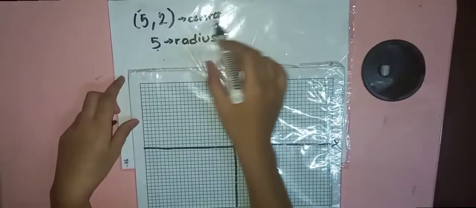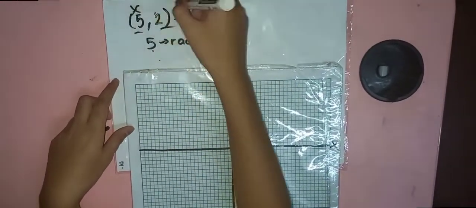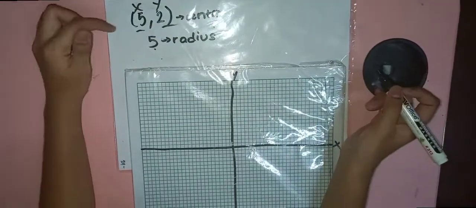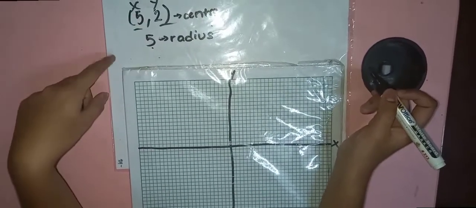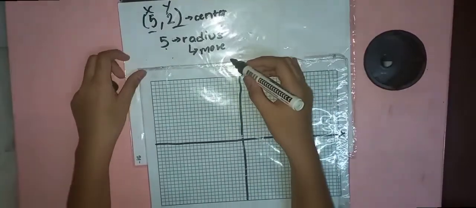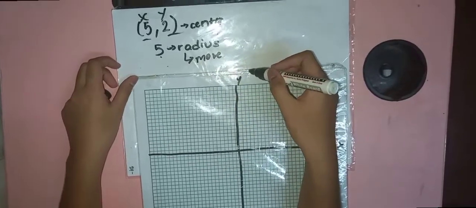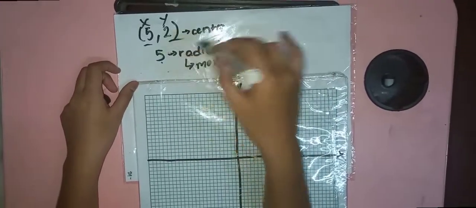So let's say the center would be (5, 2). 5 would be the x and 2 would be the y, because x is always the first one and then the second is the y. Then we have a radius of 5. The radius is how many movements we need from the center. So let me plot it.